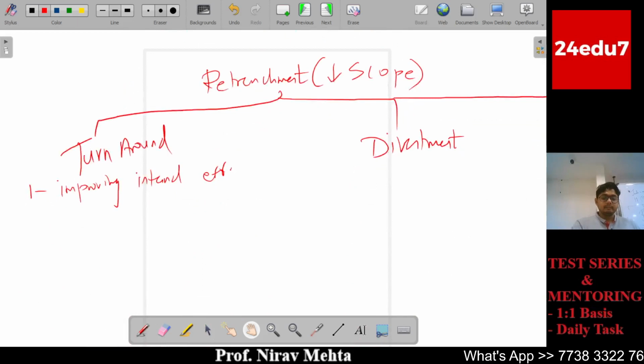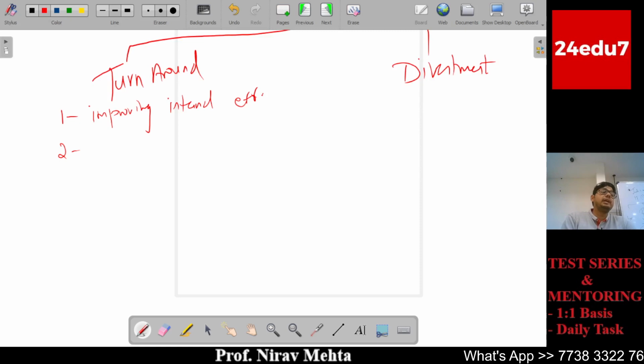Second, turnaround means what? If you are improving internal efficiencies, it will reverse the process of decline. So your loss-making unit may show signs of profit. You may get good return on investment. Correct? And you are back on your track. Now turnaround has two questions. This was the meaning, the introduction.